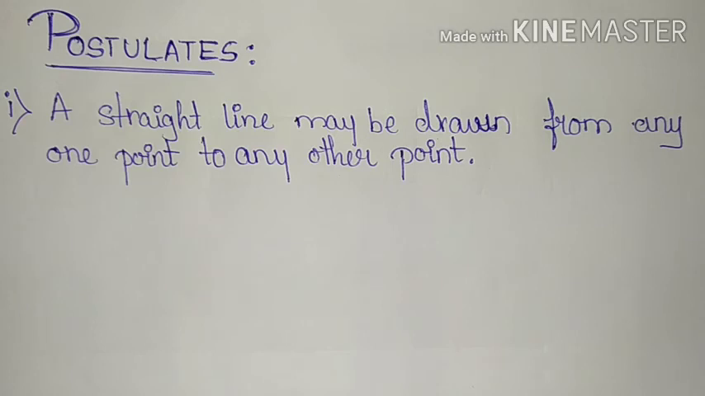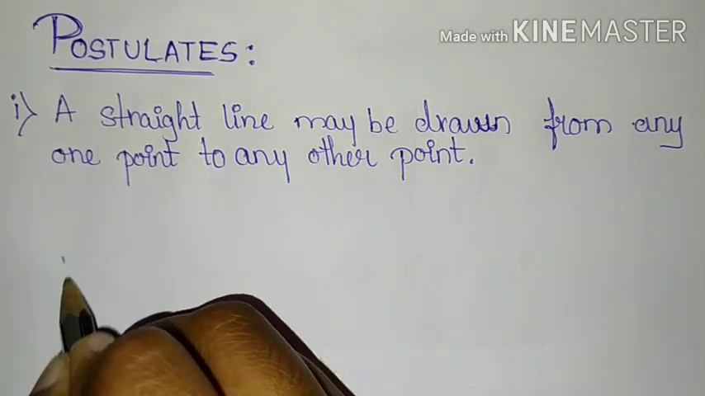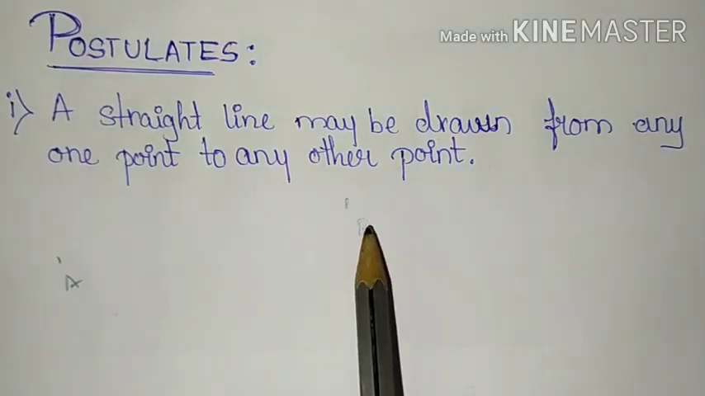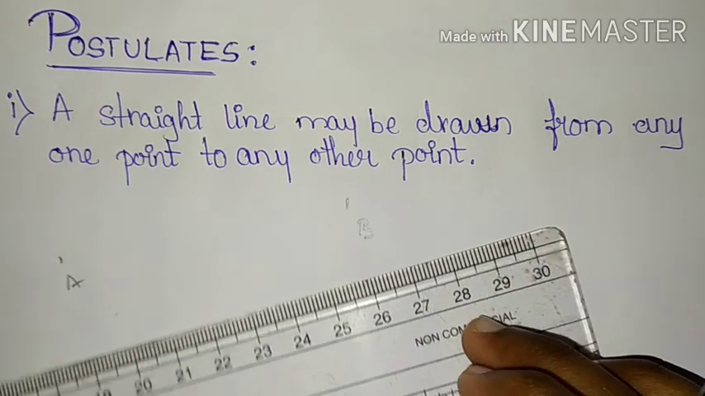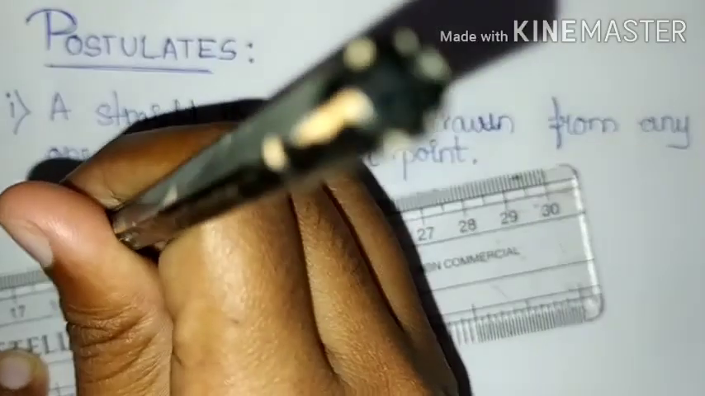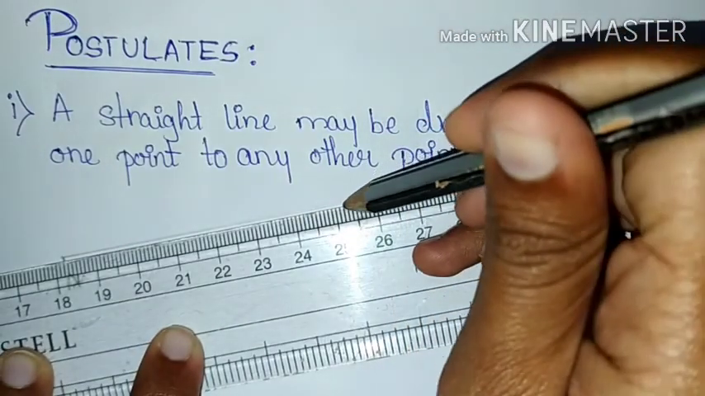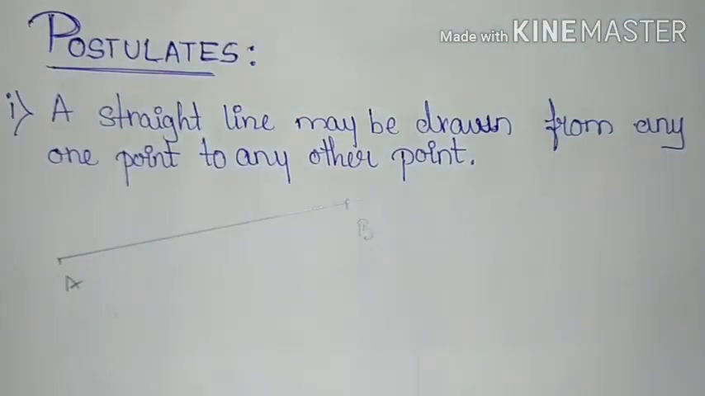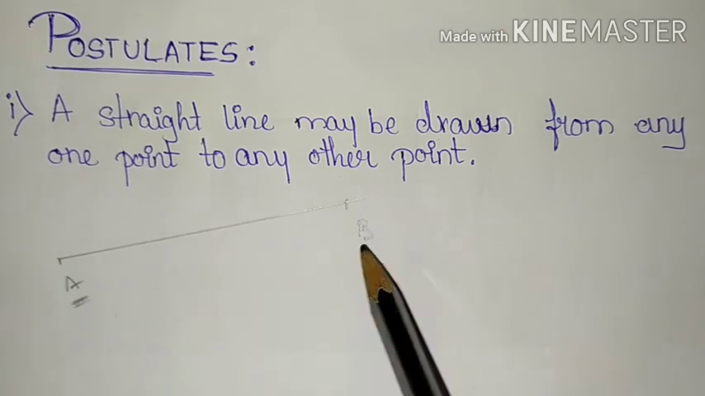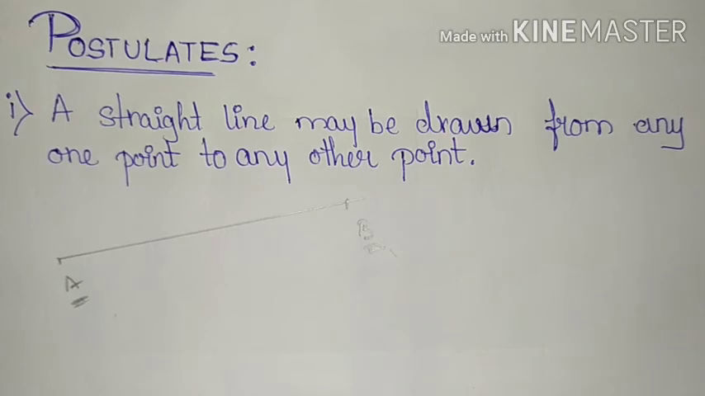So Euclid's postulate, the first statement is a straight line may be drawn from any one point to any other point. So here it is a straightforward statement. Let this be point A and let this be point B. So this is point 1 and this is point 2, A and B. So now let us see if we can draw a straight line from point A to point B. So yeah, it is possible to draw a straight line from one point, that is point A in our example, to another point, that is point B in the second example.